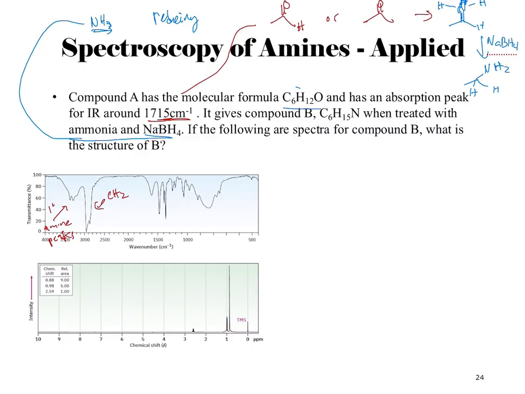And if we look at the NMR spectrum, we see that the broad peak here has a relative area of 1 for the proton NMR. And then we have what looks like a singlet at around 0.8 ppm, and then it looks like a doublet around 0.98.